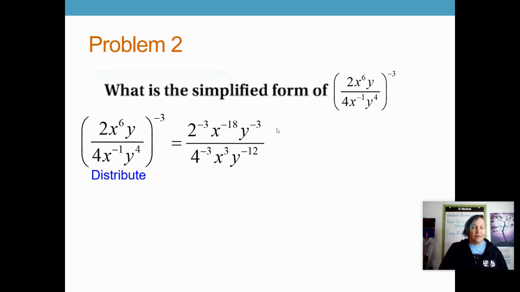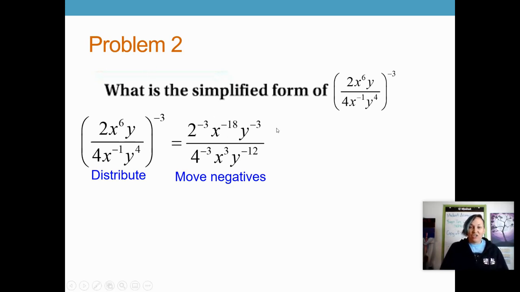Now, there's a lot of negative exponents in this problem, and that is just not fun at all. So my suggestion for your next step is find anything that has a negative exponent and move it to the other side of the fraction. So let's get rid of all of those negative signs.